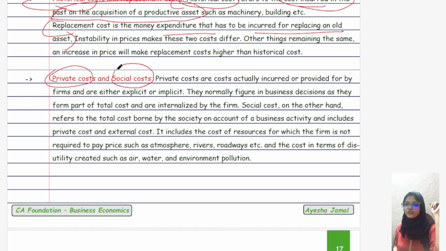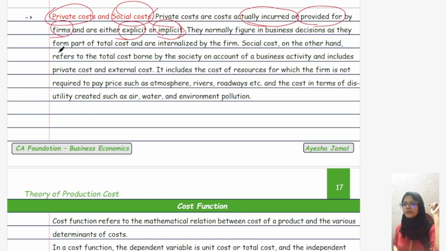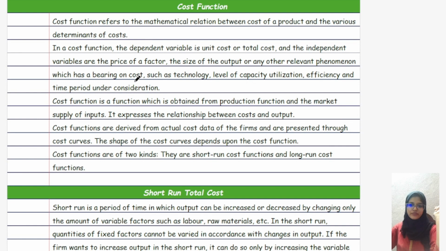Private cost, social cost. Private cost is nothing but cost actually incurred or provided for by the firms, and is either explicit or implicit in nature. Then we have social cost, which refers to the total cost borne by society on account of business activity, and includes private cost and external cost. Then coming up is cost function. What is cost function? It is a mathematical relationship between the cost of a product and various determinants of cost.